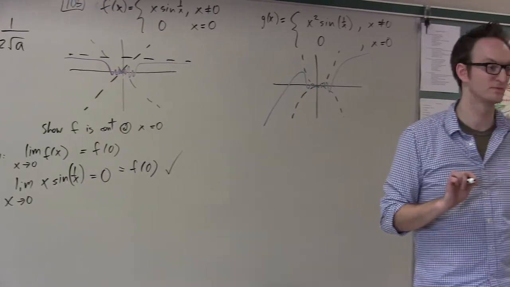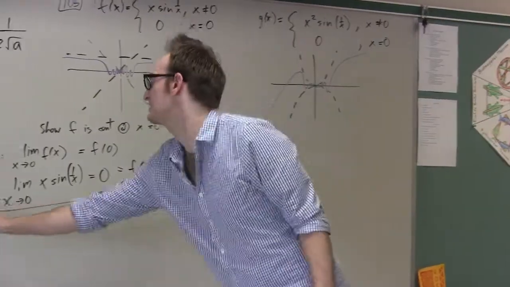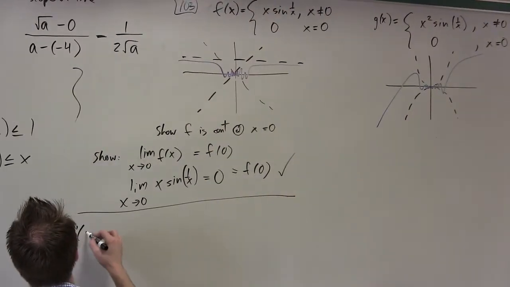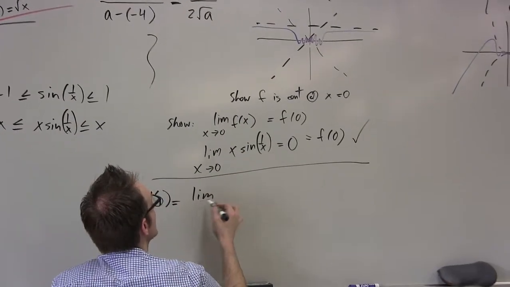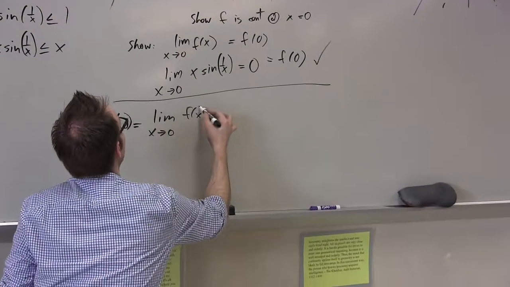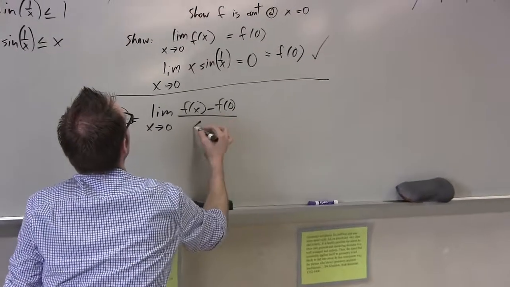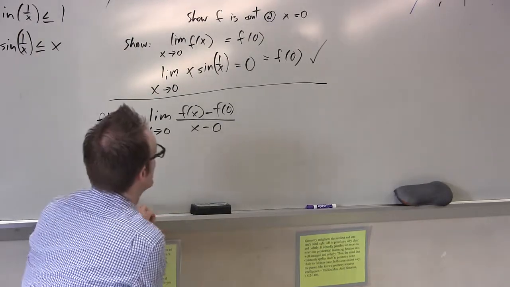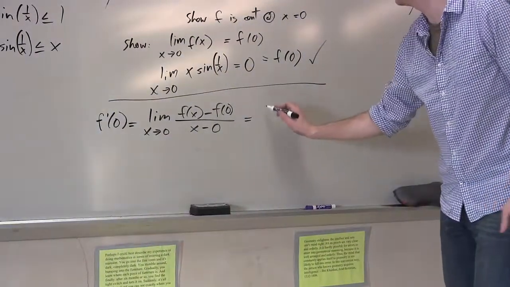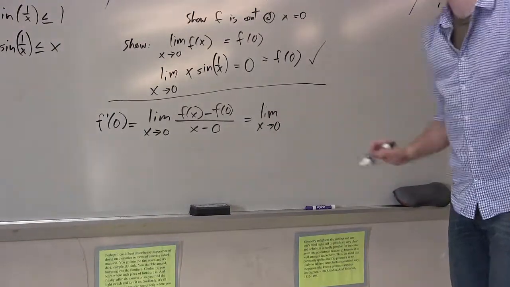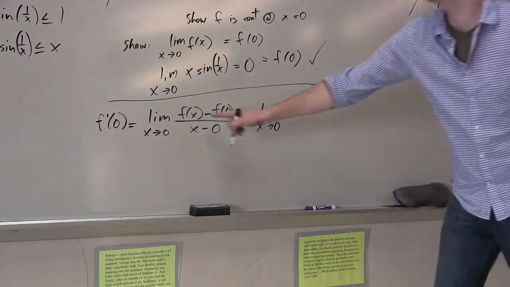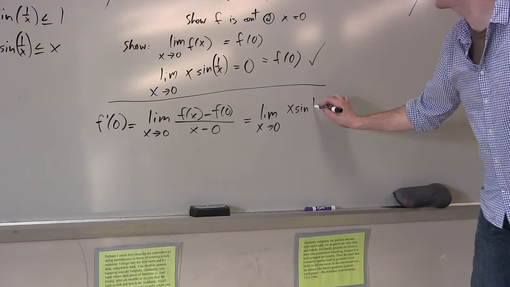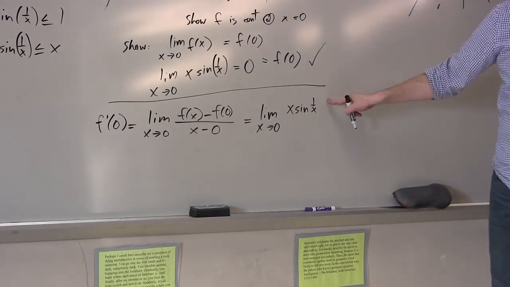Good so far? Okay, now let's show that it's not differentiable at 0. Well, what is f prime of 0? F prime of 0 is, by definition, just the limit, as x goes to 0, of f of x minus f of 0 over x minus 0. So let's see if this limit exists. This is going to be the limit as x goes to 0 of, well, what is f of x? Everywhere but 0, I follow that rule. So this becomes x sine 1 over x minus f of 0, but f of 0 is 0.